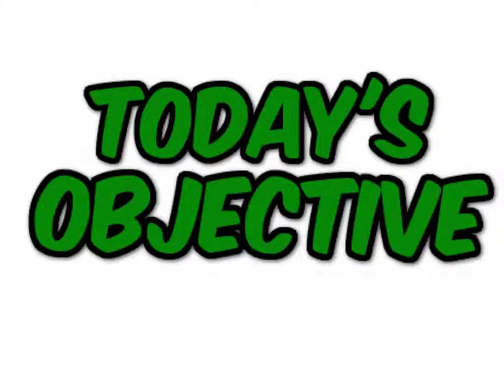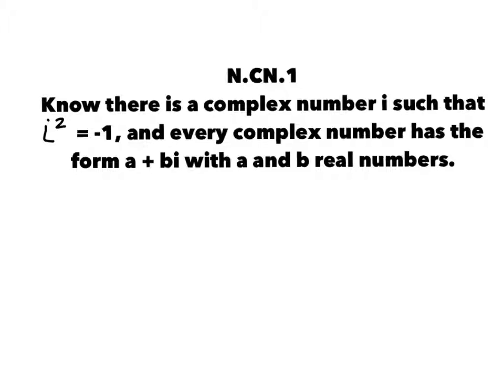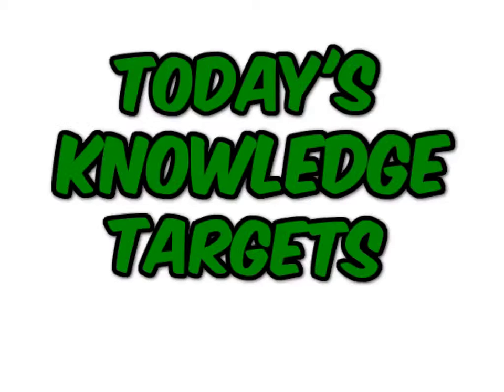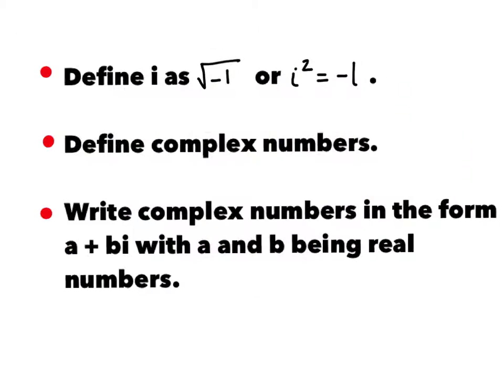Today's objective. Know there is a complex number i such that i squared equals negative 1, and every complex number has the form a plus bi, with a and b real numbers. And today's knowledge targets: define i as the square root of negative 1, or i squared equals negative 1. Define complex numbers, and write complex numbers in the form a plus bi, with a and b being real numbers. Same thing that we've done. And this will be the end of this objective.